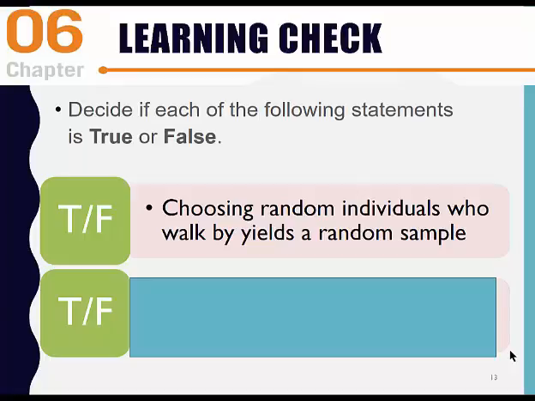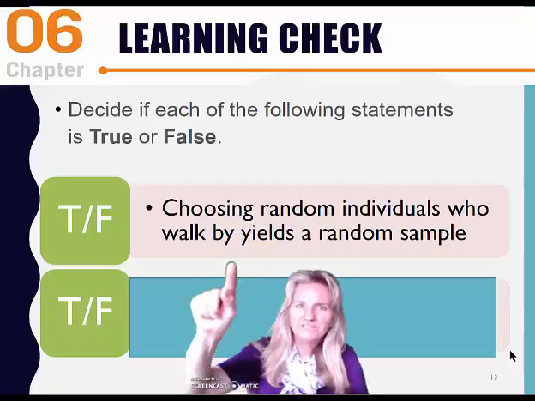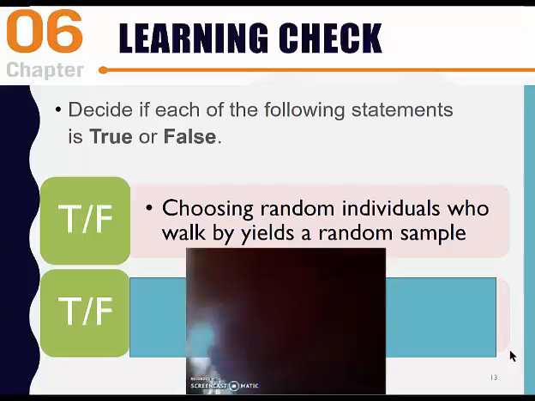Let's do a short learning check. Decide if each of the following statements is true or false. Choosing random individuals who walk by yields a random sample. So if I just pick a couple of people that walk by my classroom in the morning and take every 5th student, would that be a random sample? Please press pause.